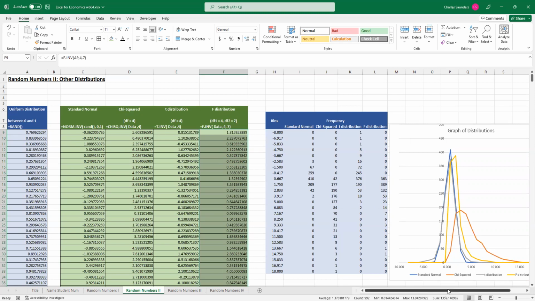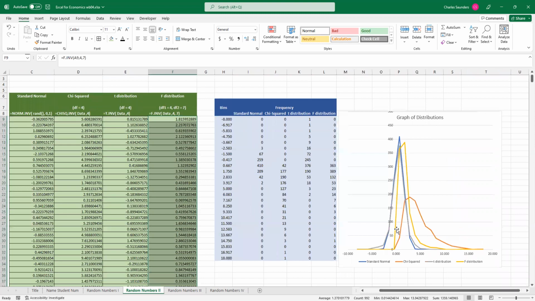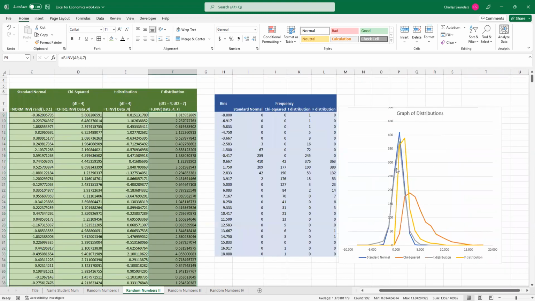Okay, so that's looking at different types of distributions. We can see that some are centered at 0 and some are centered to the right of 0.